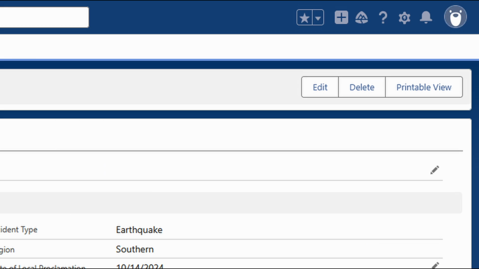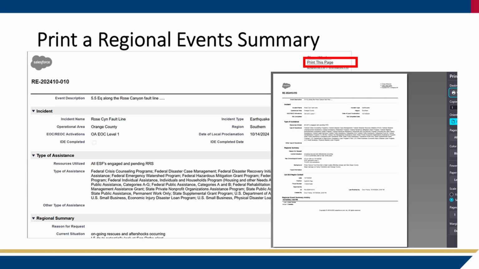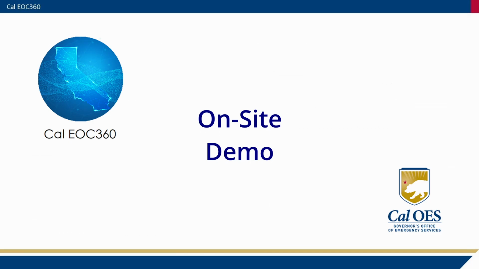From the Detail page, Action area in the upper right corner, you'll find a Printable View button. This gives you a new page that's formatted and ready to send to your printer. From this page, upper right corner, click the link to print this page. When done, click the link to close the window, which is actually a new tab, and then return to the Details page. Let's take a look at creating a Regional Event Summary on the live site.